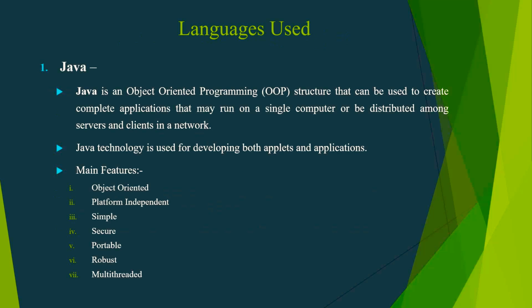So the languages used in our project, first is Java. Java is an object-oriented language that can be used to create complete applications that may run on a single computer or be distributed among servers and clients in a network. Java technology is used for developing both applets and applications. Main features of Java are object-oriented, platform-independent, simple, secure, portable, robust, multi-threaded.